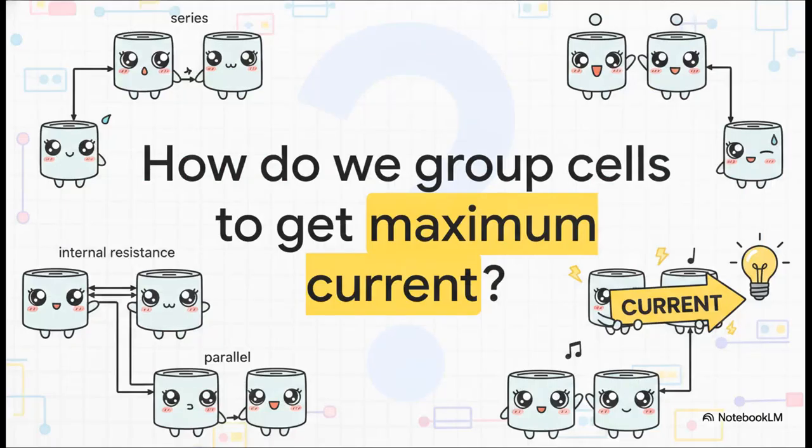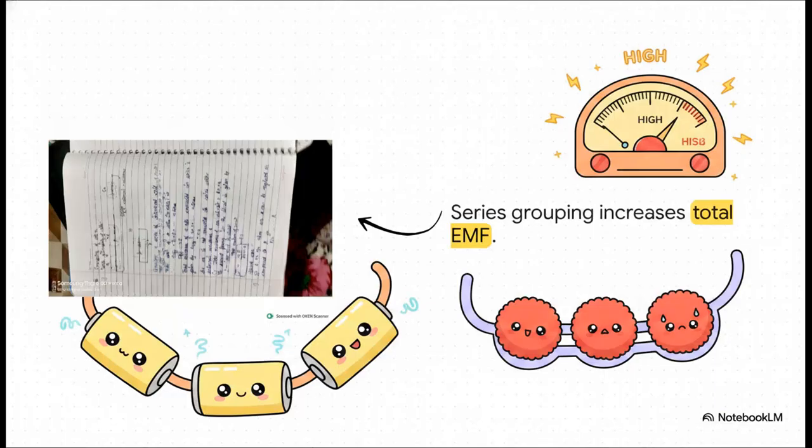This inherent limitation gives us a massive, practical engineering challenge. Think about it. If a single cell is constantly held back by its own internal resistance, how exactly do we group multiple cells together to truly maximize our current output? Well, one option is a series combination, where we functionally link the cells end to end. This is great because it multiplies the total EMF. But because there's only one path for the current, we also end up stacking all their internal resistances together. So your total resistance becomes the external circuit's resistance plus the sum of all those internal cell resistances.